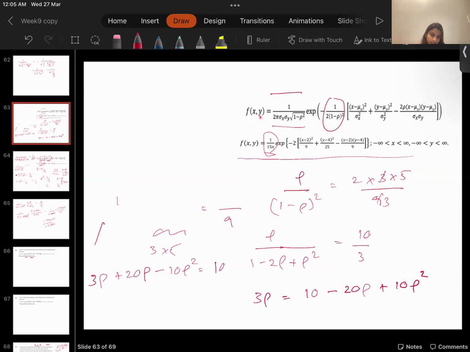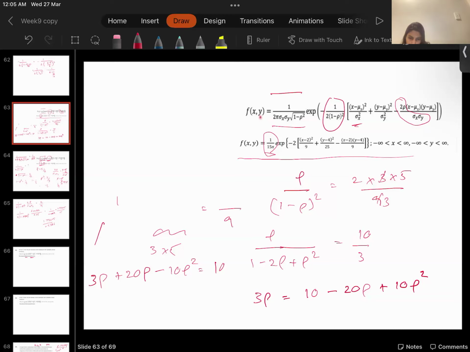We have to multiply this by sigma x square, the denominator. So 1 by 2 into 1 minus rho the whole square into sigma x square is equal to 2 by 9. Similarly, 1 by 2 into 1 minus rho the whole square into sigma y square is equal to 2 by 25. And that way we have to equate.